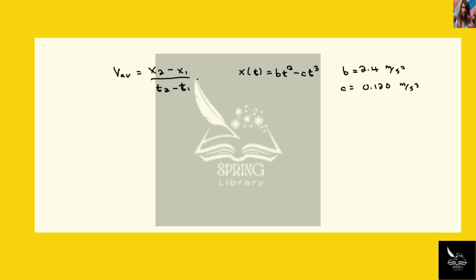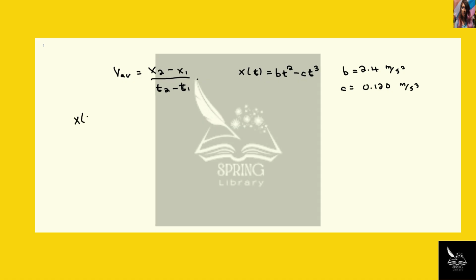Part A of this question asks us to find the average velocity. And so we're going to do that using this formula. We know t2 minus t1 is 10 seconds, but we need to know what x2 and x1 is. And we can get that by using the given form of x of t and plugging in appropriate values of t.